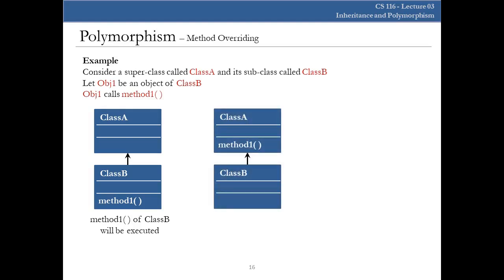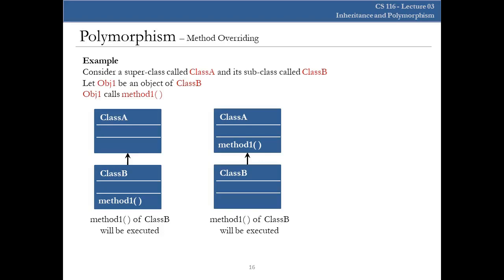This is case 2. In case 2, the same method has been defined in class A and it does not exist in the child class or class B. Now if obj1 calls this method method1, your machine will first search class B for its implementation. But since it's not there, it will go to the parent class, class A, and there it is, method1 is there. So method1 of class A will be executed, right?